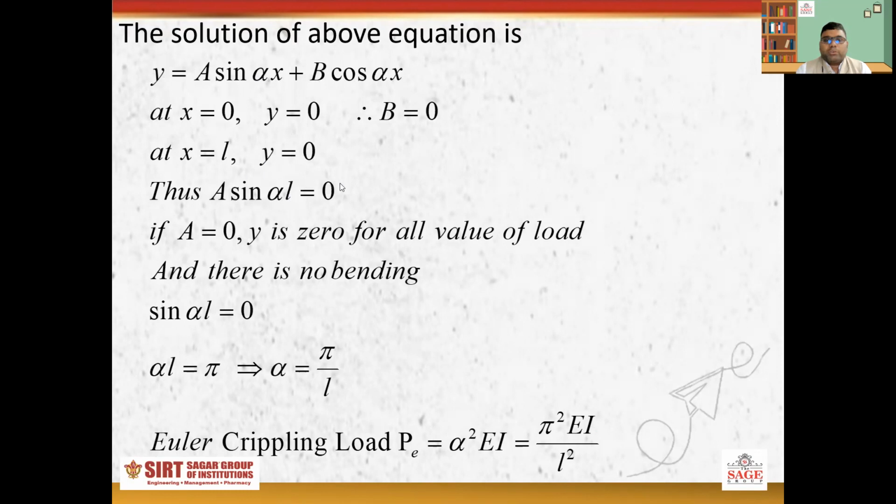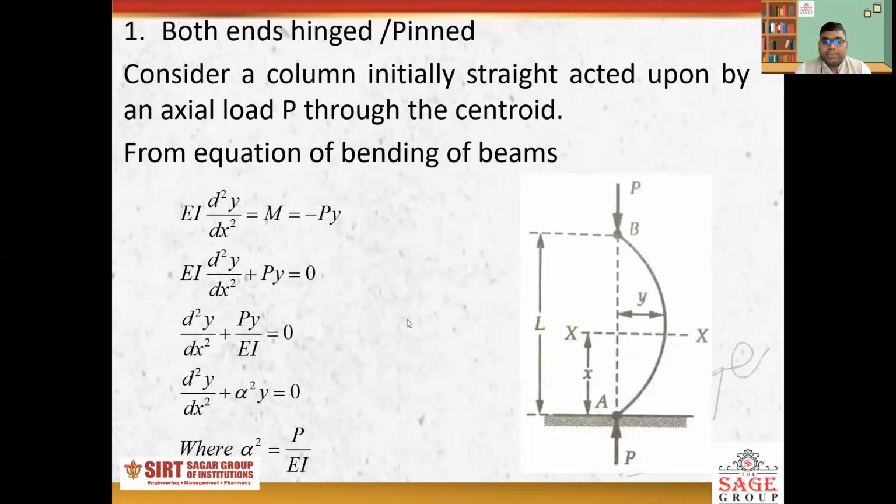If A is equal to 0, then y is 0 for all values of load, which means no bending takes place. So this is not true, and A can't be equal to 0. So which part is 0? This part: sine alpha L equal to 0. What would be the solution of that? The sine value is 0 at pi. So alpha L equal to pi, so alpha is equal to pi upon L.